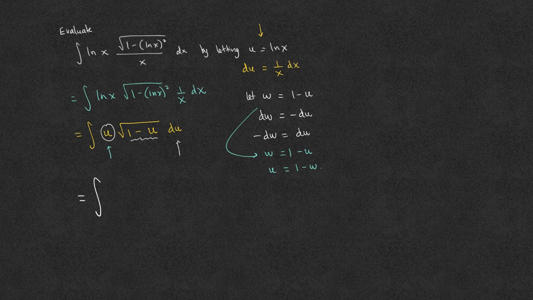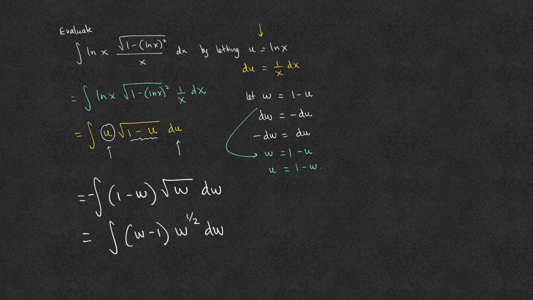This is the integral of u, which is now 1 minus w, the square root of 1 minus u, which is now w, and du is now negative dw, where we put the negative in front of the integral sign. Now this is preferred because we can rewrite it as the integral where we distribute the negative to rewrite this as w minus 1, w to the 1 half dw. And this is why we use the second substitution.